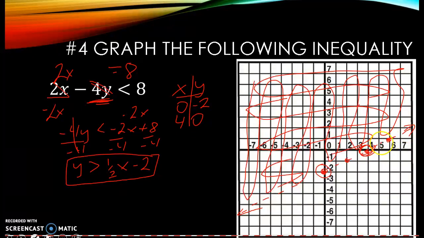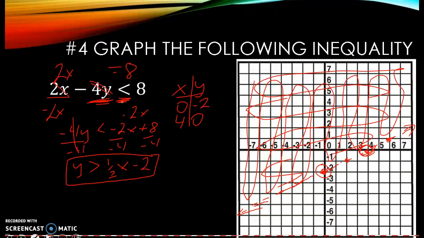So then I can go ahead and graph this line. Again, it would be a dotted line because it's just less than. But if we do it this way, we can't rely on the fact that if this is less than, we're going to shade below it. Because we didn't shade below it. You can see we shaded above it. We would have to test a point.